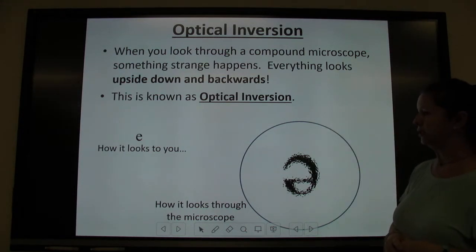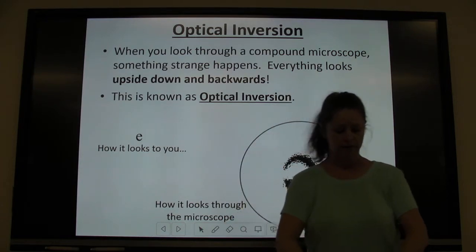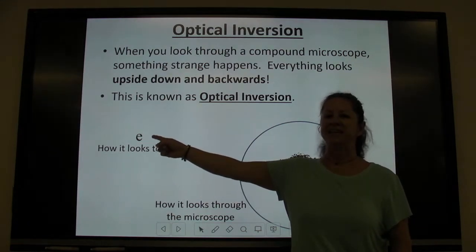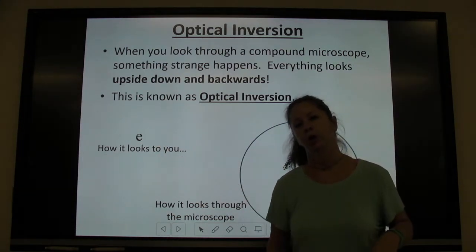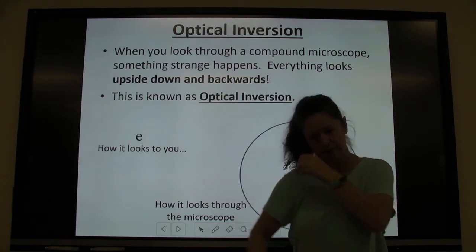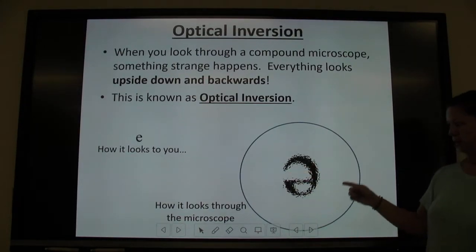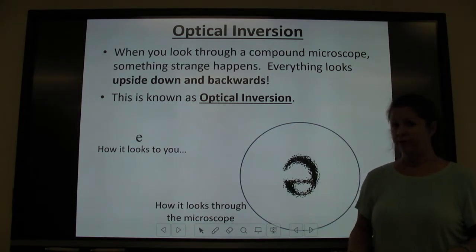Okay, optical inversion. So when you're looking at the E, you're just looking at it, no microscope involved, it looks like a regular old E. It's right side up, it looks like it's supposed to if you were reading it in a book. But when you finally look through the microscope at that E, this is what it's going to look like. It's going to turn upside down and backwards. All right? That happens with everything.